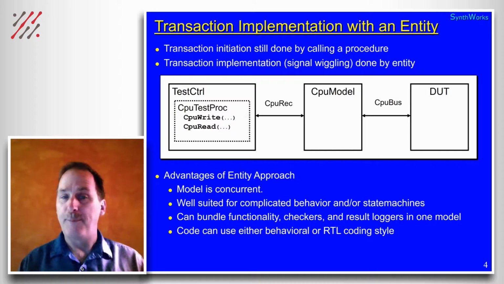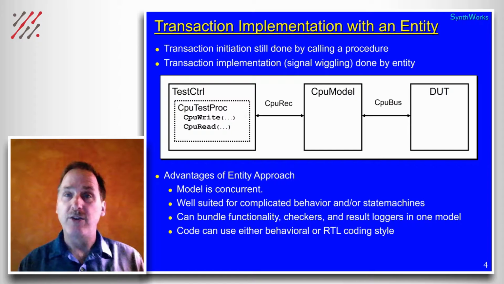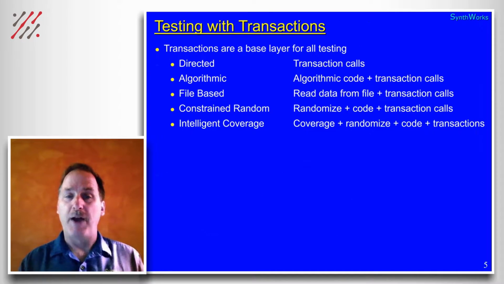In particular, complicated behavior and or state machines, we can write multiple processes to implement them. In other words, when we code these, we can use either a behavioral style or we can use an RTL coding style to write our entities. In addition, we can bundle all of our functionality into this model. So checkers, result loggers, we can put them all in the same model because we have the processes to support this.